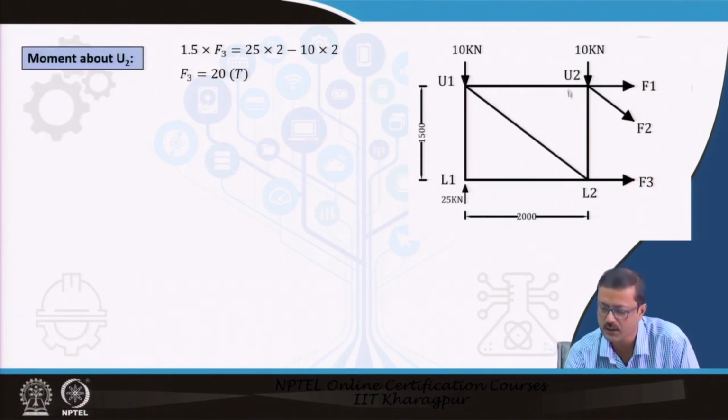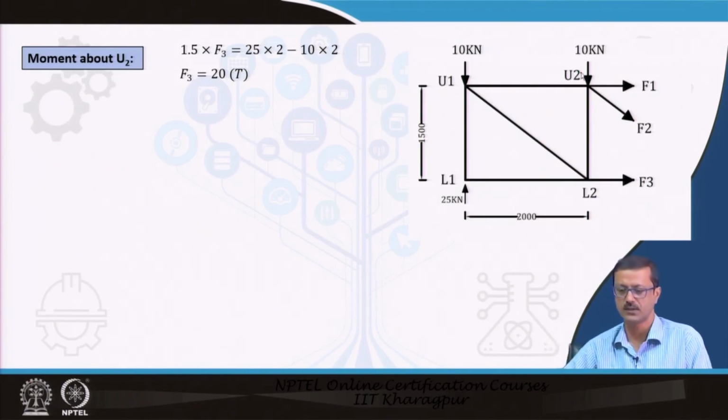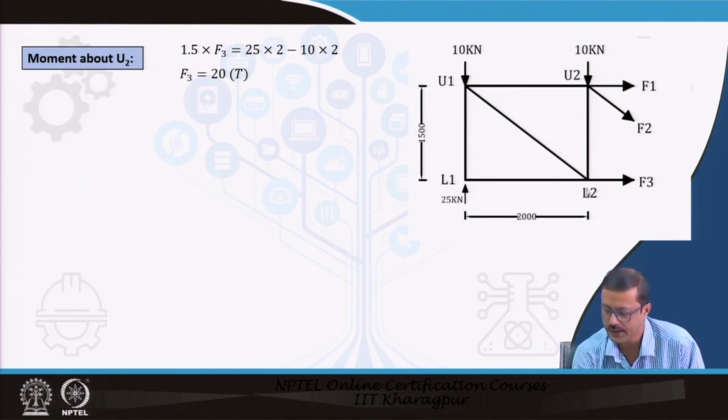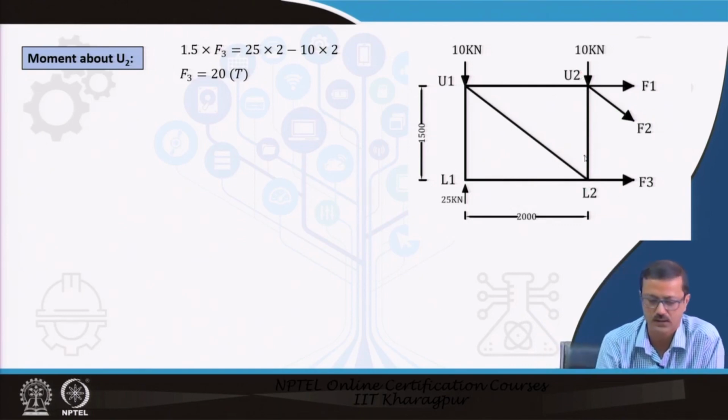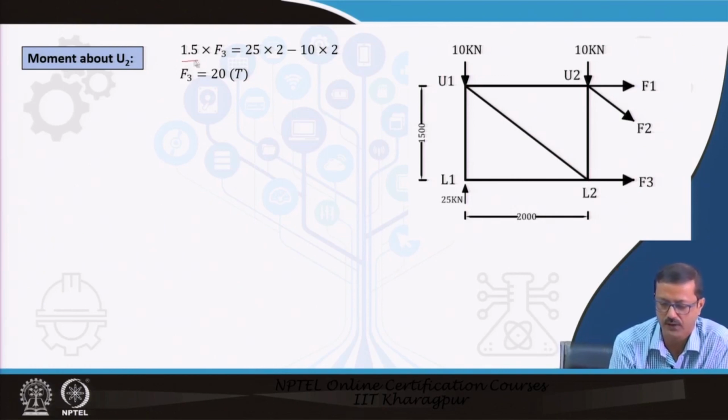So, moment about U1. I have chosen U1. Why? Because if I take U1, then automatically the moment created by F1 and F2 will be 0, because F1 and F2 pass through U1. So, this distance is equal to 0 from U1. So, the moment created by the forces F1 and F2 at U1 is equal to 0. Now, this F3 has a distance of 1.5 meter. So, F3 into 1.5 meter.